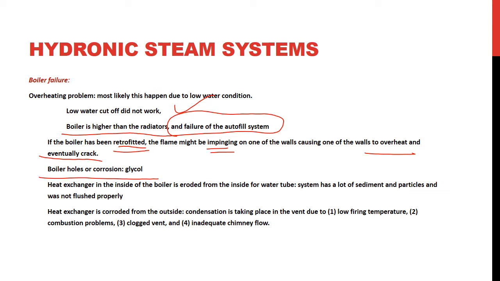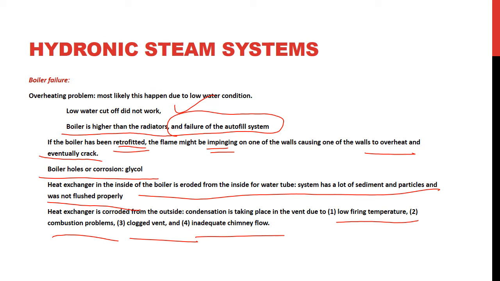Corrosion is another issue. The heat exchanger also erodes over time. Sediments, time, age, these can all cause failure in your boiler. Low firing temperature, combustion problems, a clogged vent, inadequate chimney flow, all these aspects can cause corrosion from the outside. What does that mean? What does the outside mean? Let me explain to you.